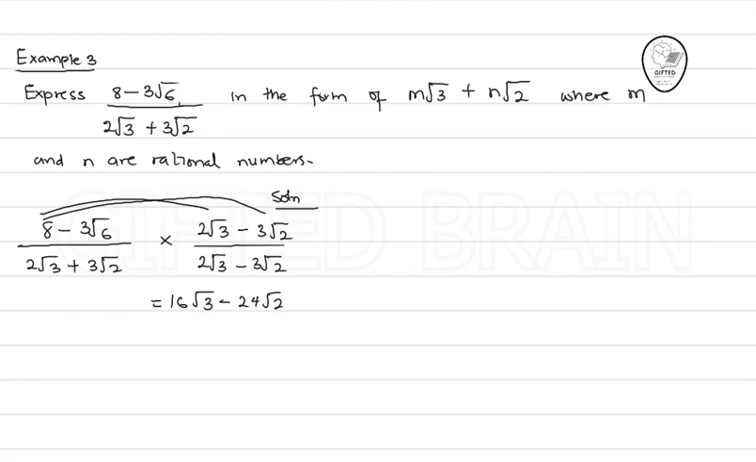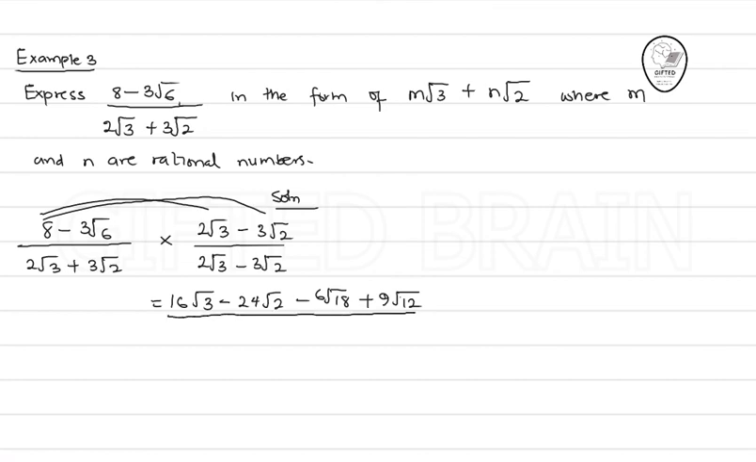Then I will now use the minus 3 root 6 to multiply. If I'm doing that, I will have minus 3 root 6 times 2 root 3, which will give me minus 6 root 18. And then minus 3 root 6 times minus 3 root 2 will give us plus 9 root 12. Again, all over the denominator.